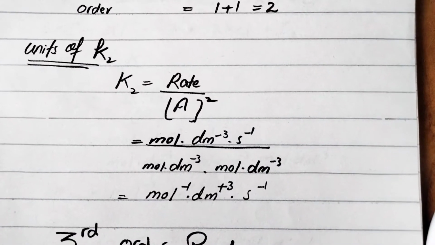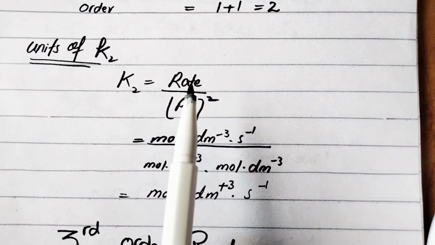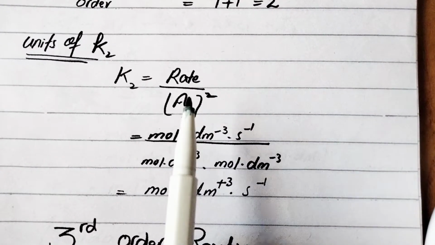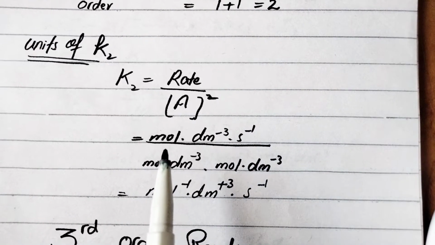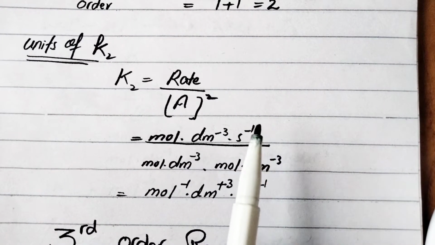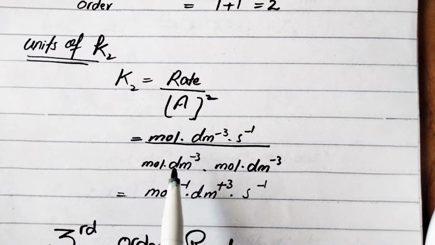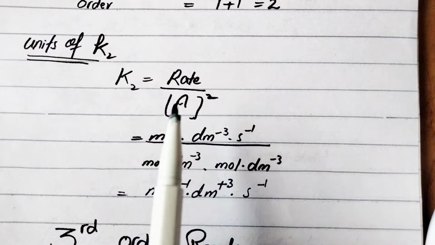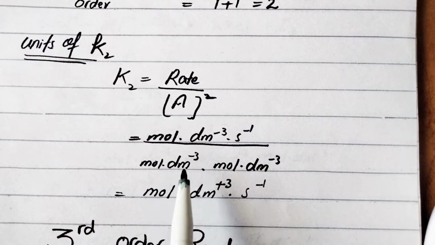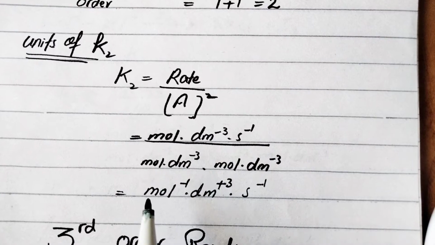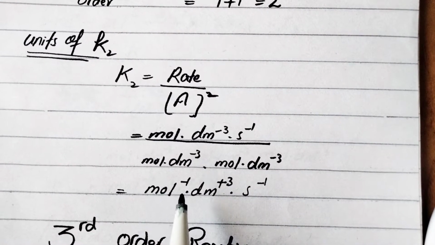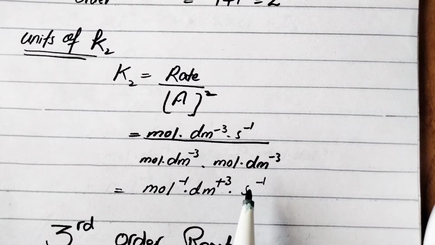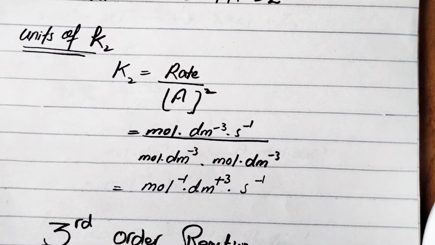What is the unit for this order? K2 is equal to rate over concentration of A squared, and 2 reactants are involved, that's why we put here 2. Moles per decimeter cube per second is the unit of the rate, and mole per decimeter cube, again mole per decimeter cube, because here are 2 reactants, so that's why we write 2 times moles per decimeter cube. Mole minus 1, decimeter cube plus 3 per second will be the unit of the second order of the reaction.